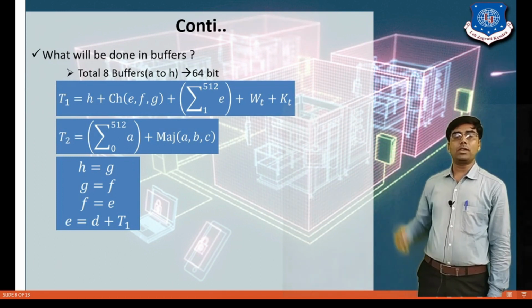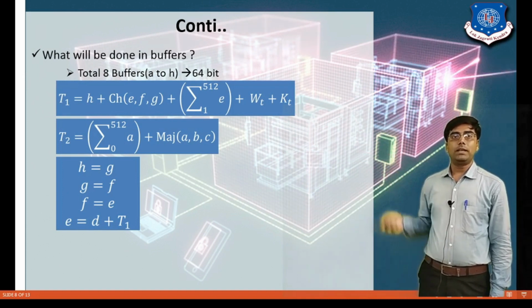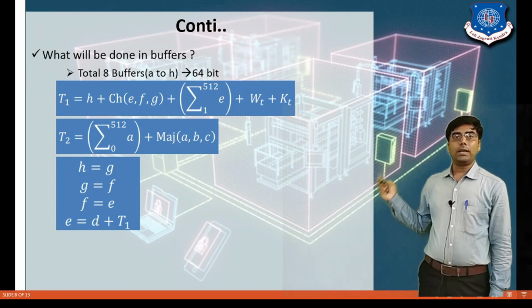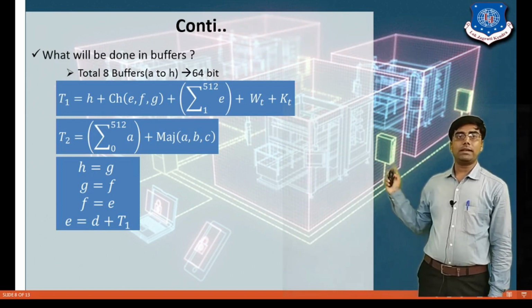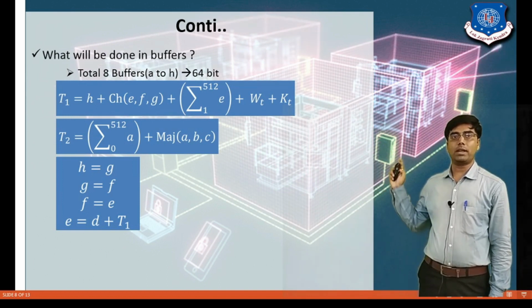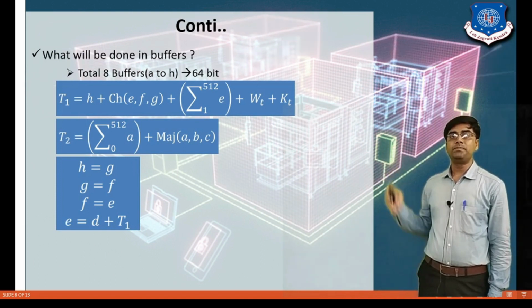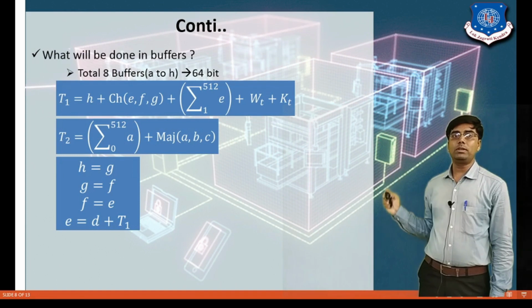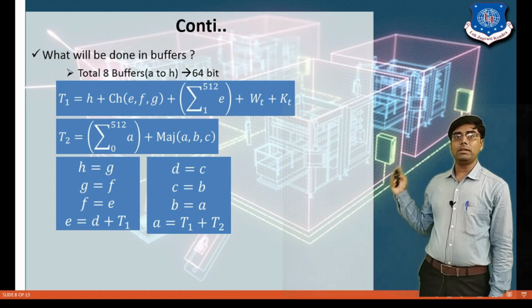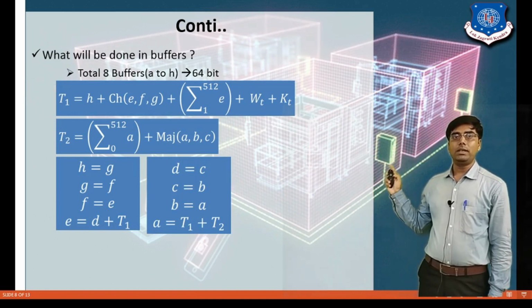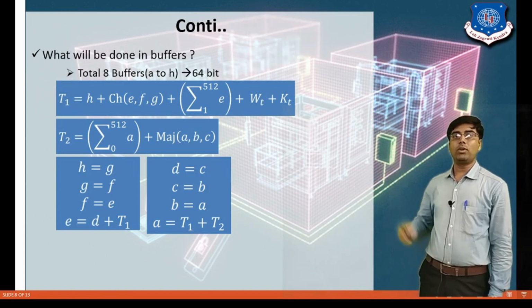After applying the three buffers in the majority function, these are the logical functions. Then, H equal to G means the content of G is assigned to H. Same, the content of F is assigned to G, and the content of E is assigned to F, and these all are buffers. It means the content of a buffer is assigned to another variable. The next is E equal to D plus T1. It means the content of D is added with the term T1 and assigned to E. The next, same thing, the content of C is assigned to buffer D.